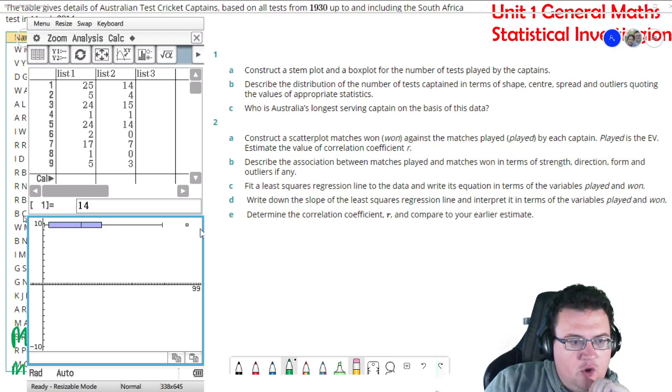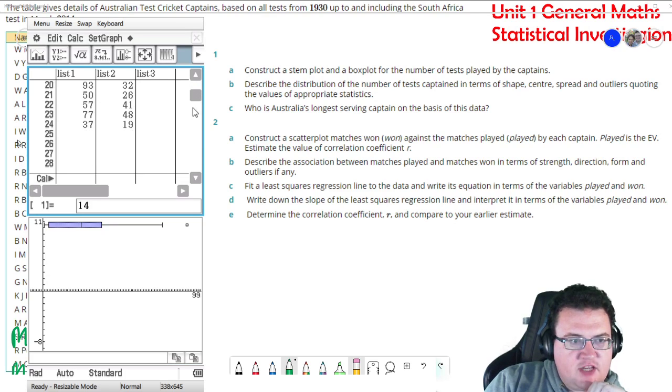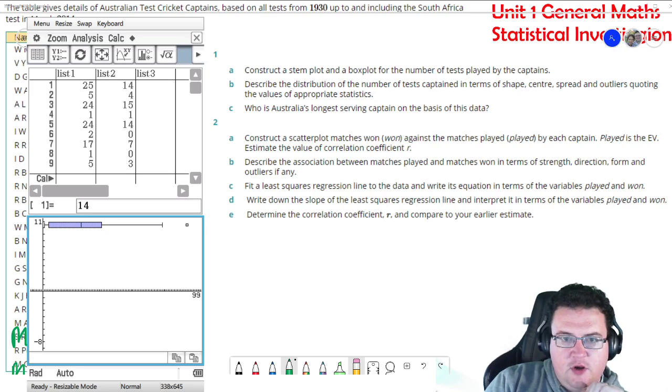So it starts at 1, goes all the way up to 93, and it has decided that Allan Border, who did 93 tests, is an outlier. Yes, this is part of chapter 2, but the questions are combining it all together. All right? So this data that I have here, I've taken the entire table and put it into my CAS. So what I can do now is move on and look at the other things here.